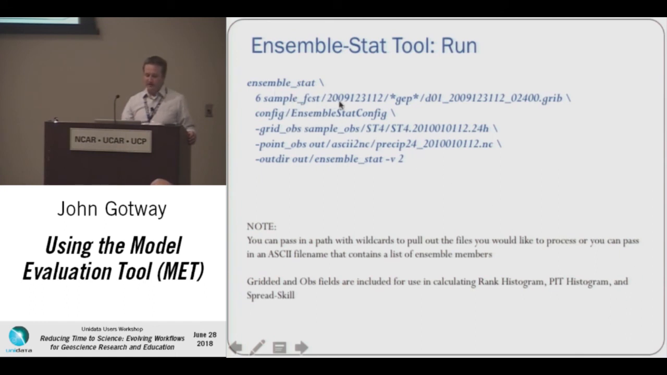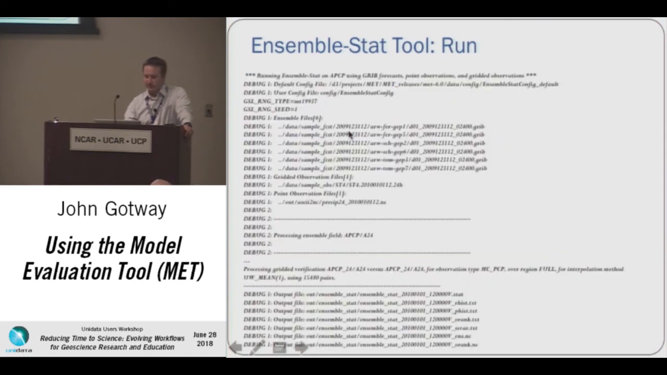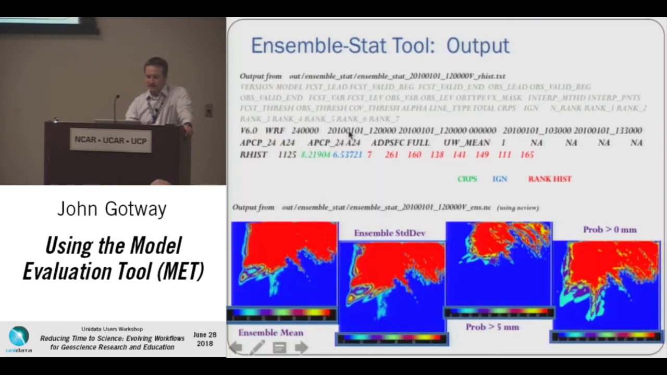When you run ensemble stat, this is what the command line might look like. In this example, we're running ensemble stat on 6 ensemble members and just passing them in literally on the command line. Alternatively, you can just have an ASCII file that lists the files that you want to process. You tell it what grid, point observations, that sort of thing to use. You run ensemble stat and it produces output.